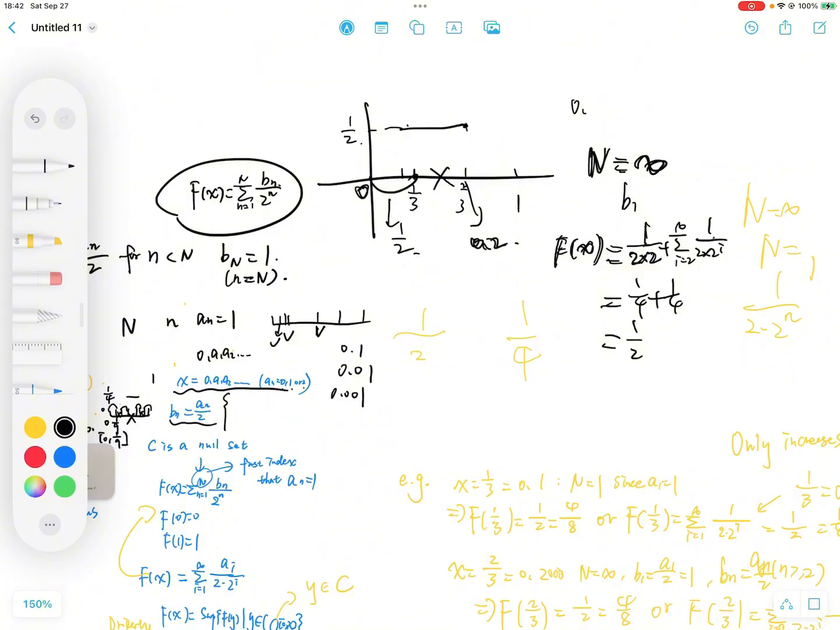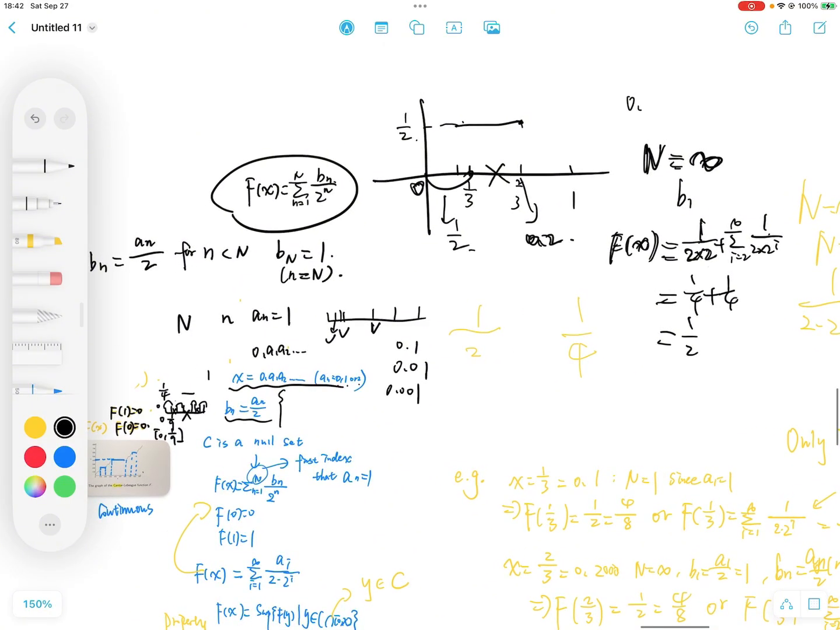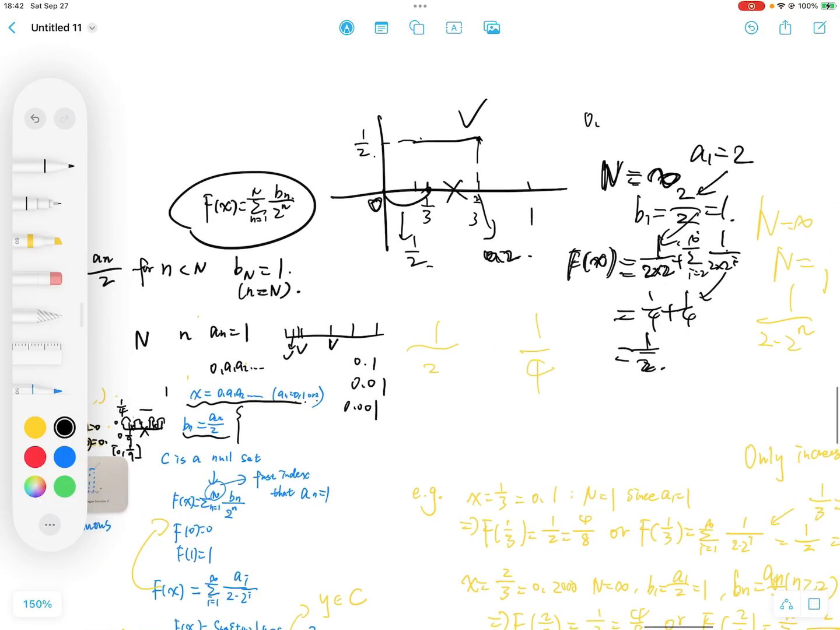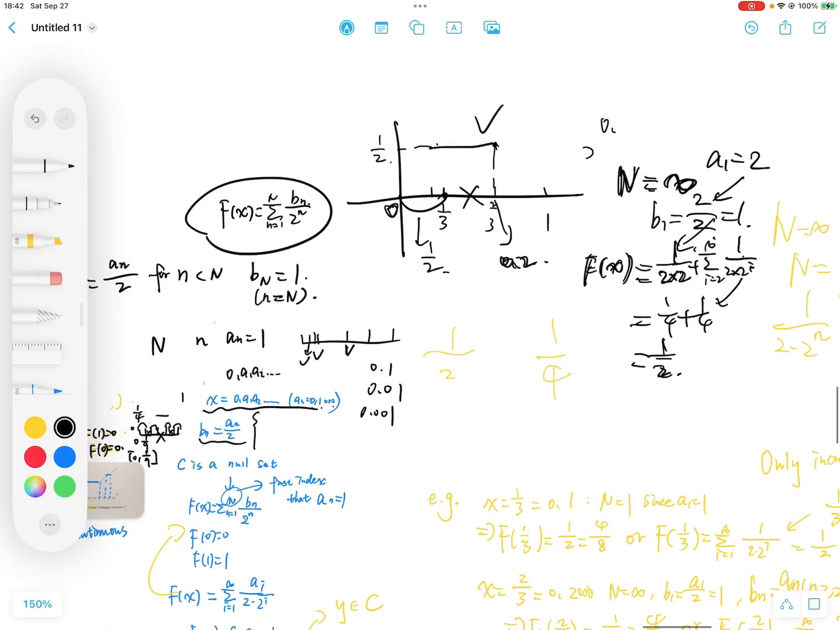because b1 equals 2 over 2. a1 equals 2. Substitute a1 here, we have 1, and from 2 to infinity, we have this, and this is calculated by a geometric series. So it's 1 over 4. So we know it's 1 over 2. And it's actually 1 over 2, right?